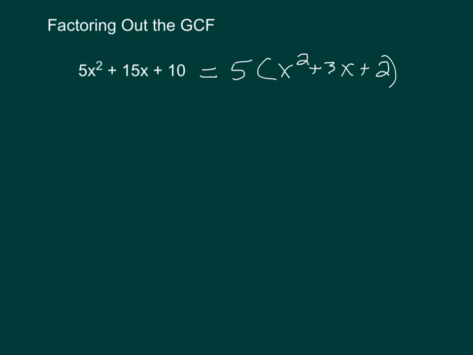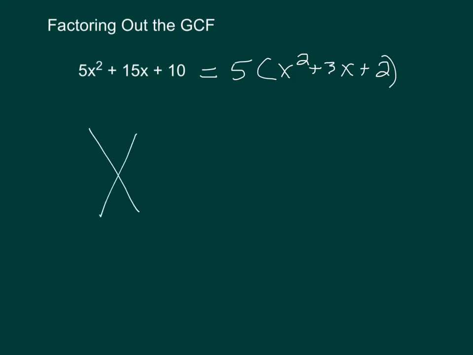And if you're not clear on how we did that, you can check using the distributive property. If you distributed the 5 to all three of these, you'd come back here. So that factoring of the GCF is basically a reverse distributive property. Now that we have x squared plus 3x plus 2, that's a regular polynomial that I can factor.